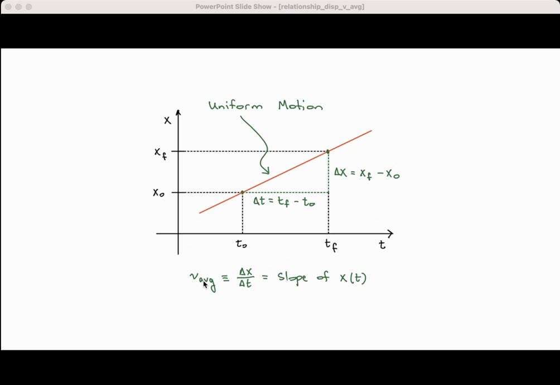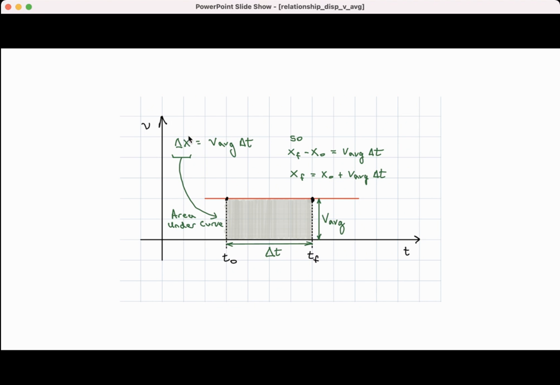Note, by simple rearrangement of V average equals delta x over delta t, I can solve for delta x. It's obviously delta x is equal to V average times delta t. Here it is, delta x rearranged is equal to V average times delta t.